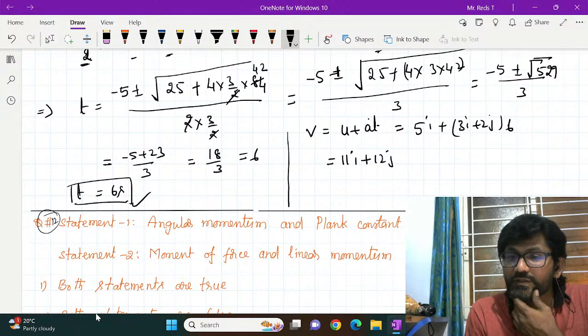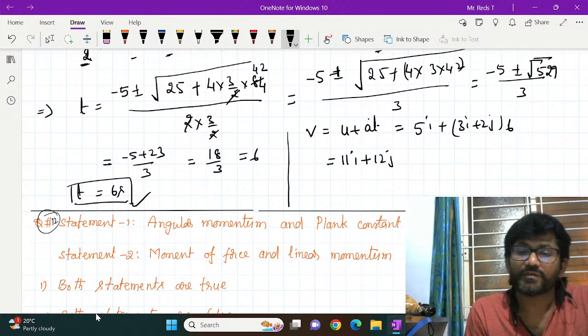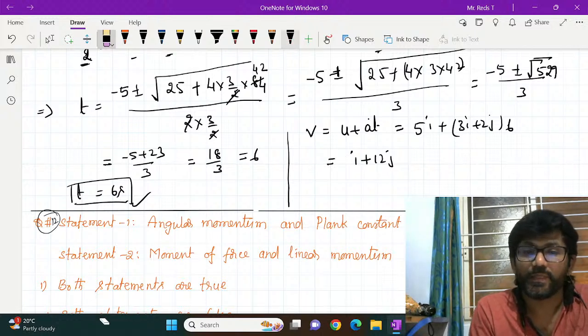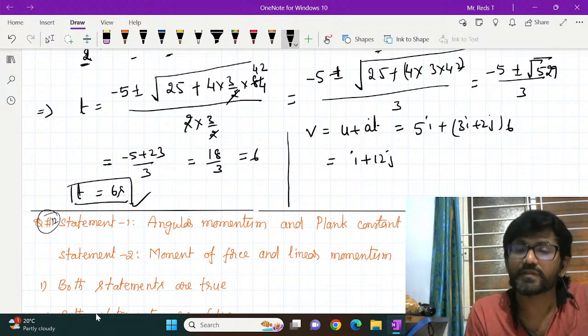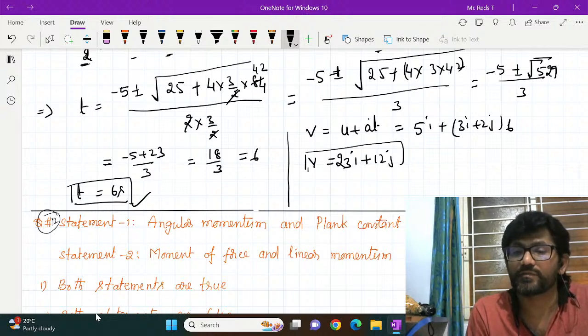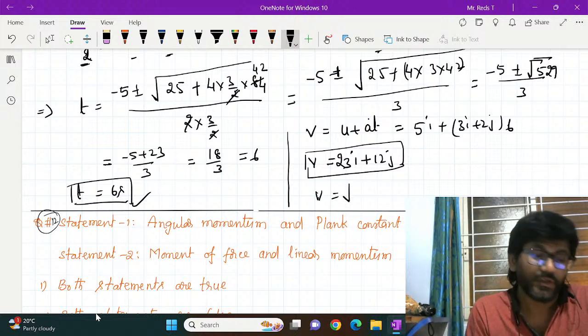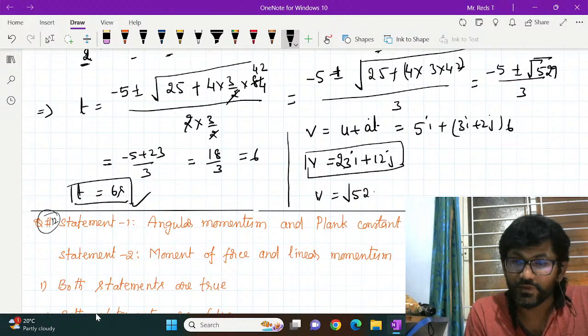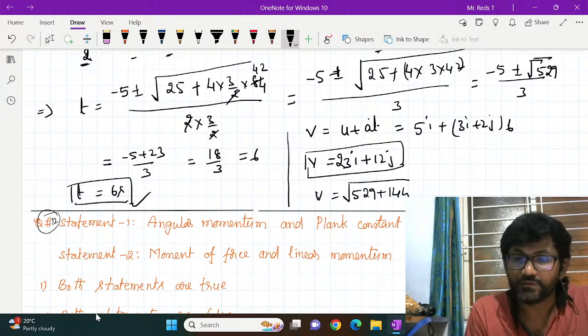Check it out. No, 6 threes are 18. 18 plus 5. So do it properly, guys. Calculations, even if I do them wrong, check them. 18 plus 5 is 23. 23i plus 12j is v, and if you want its magnitude, v is equal to square root of 23 square, which is 529, plus 12 square, 144, under root. This is equal to square root of 673.